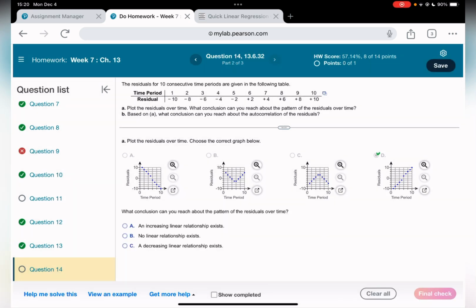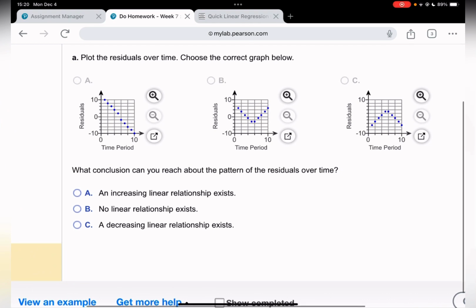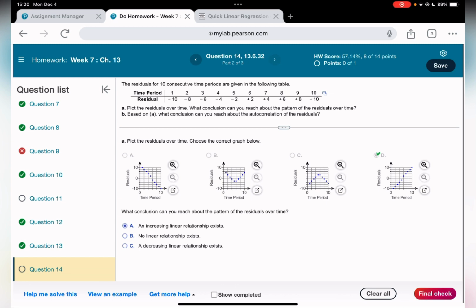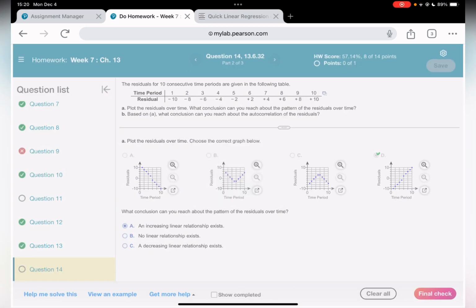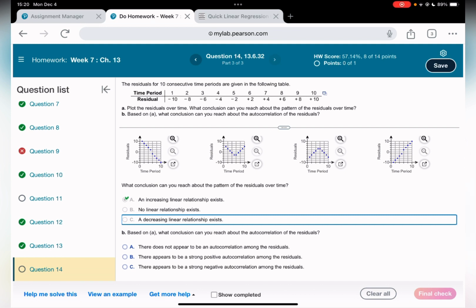What else do we have here? So we can say that an increasing linear relationship exists. That is very, very true. Anything else? Based on the result in A, which is the scatter plot, what conclusion can we make?